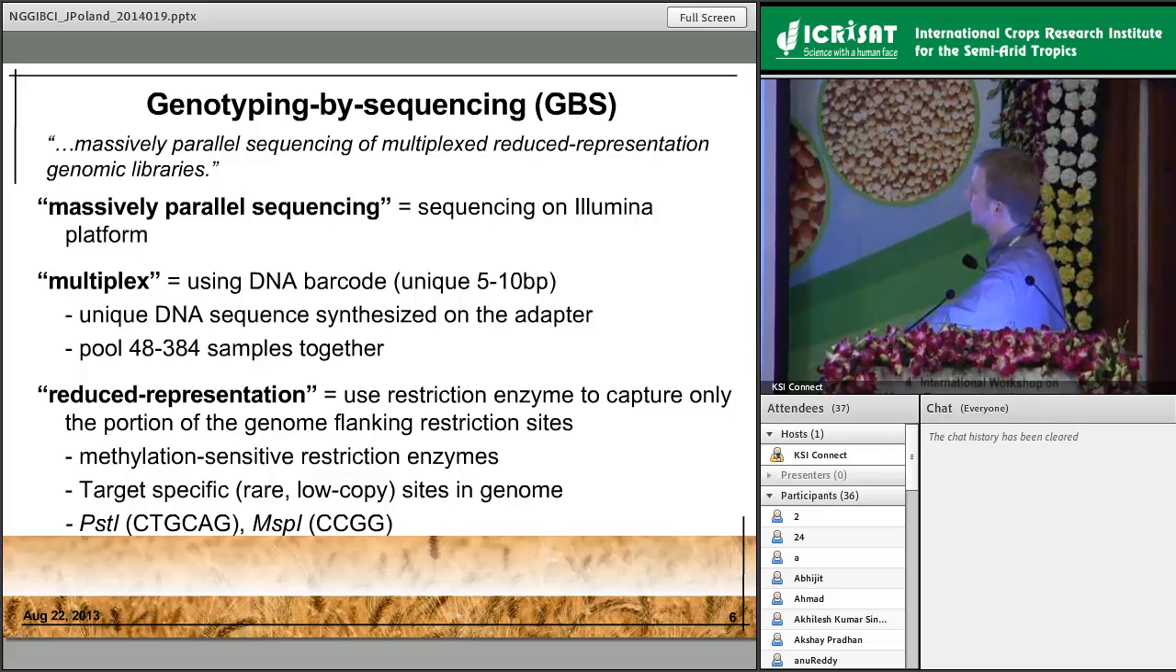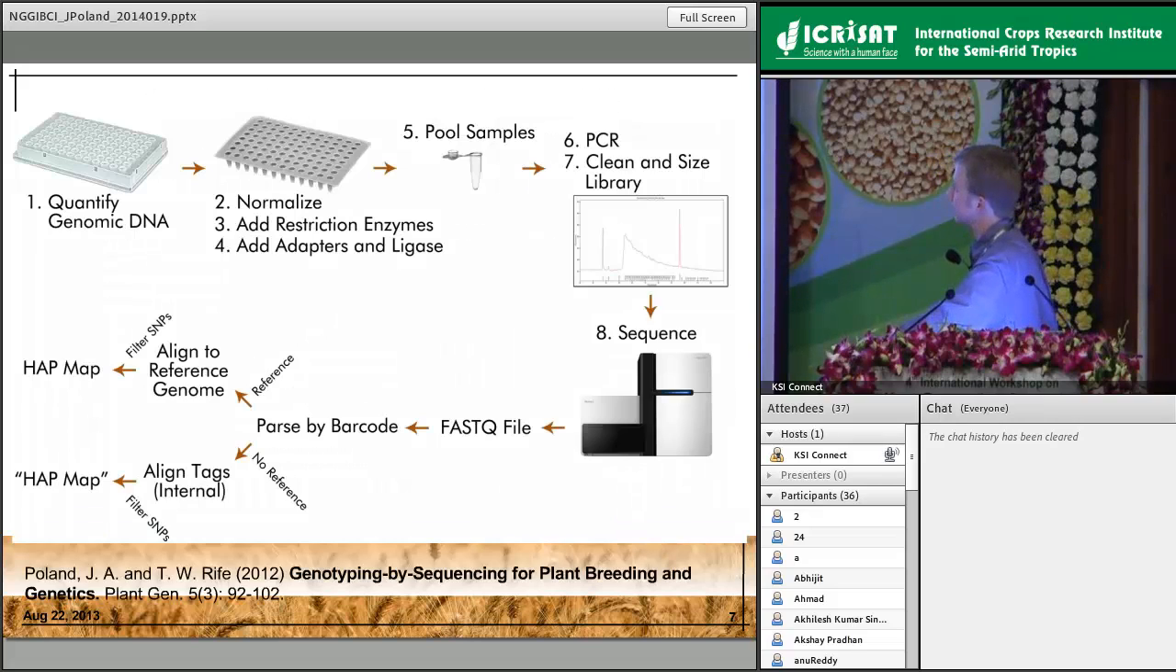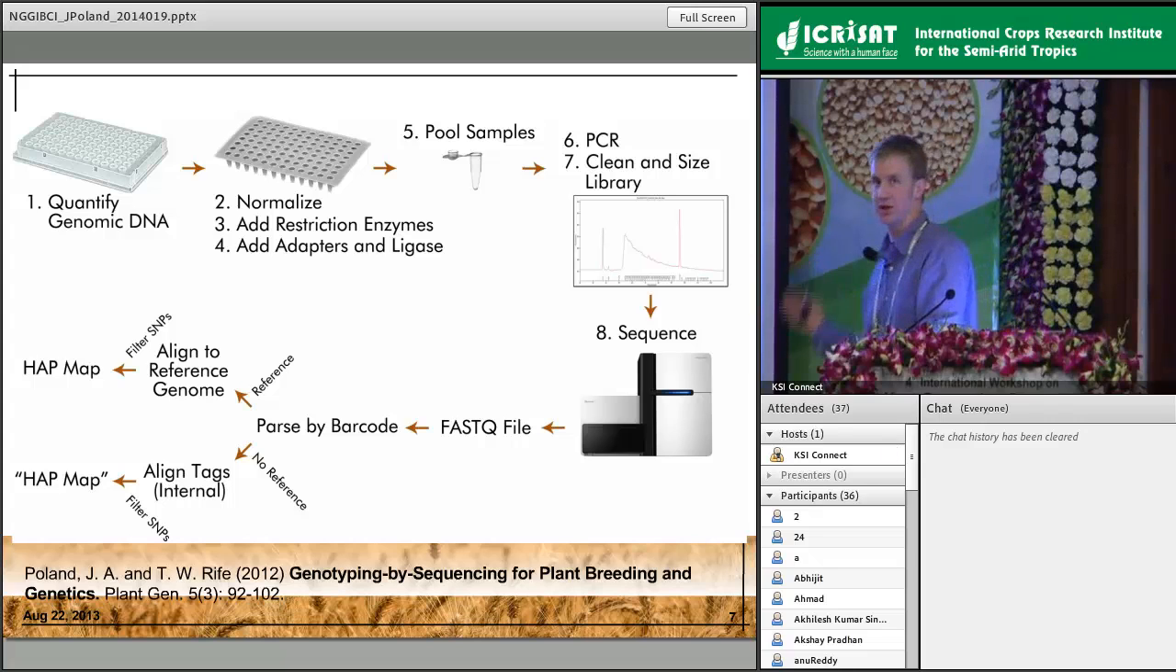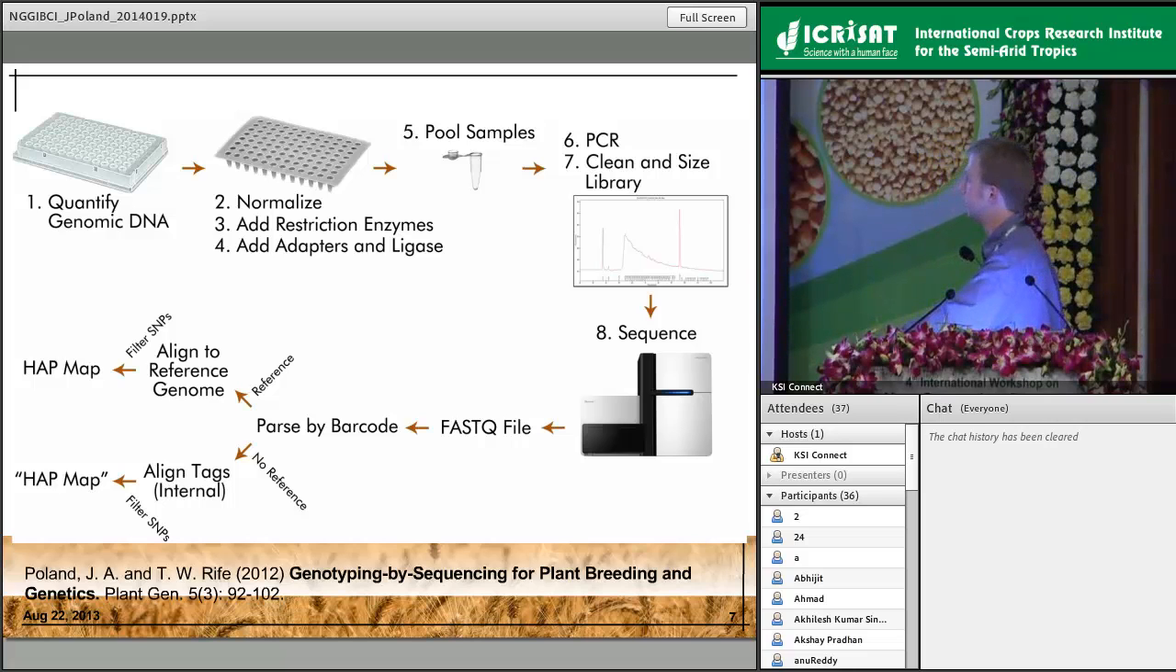Still by way of overview, to really simplify this whole process: going from genomic DNA to making libraries and then sequencing those, and then a really streamlined bioinformatics process. Again, this is so we can move through a lot of material, make selections, and then discard the ones that are not selected.